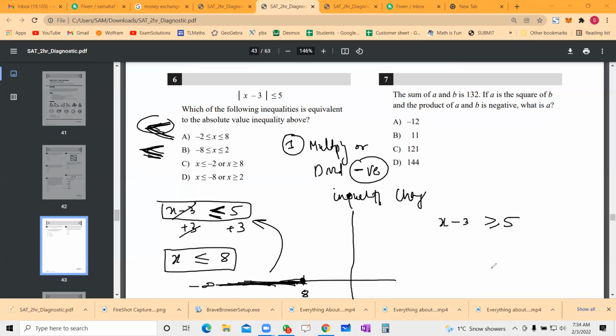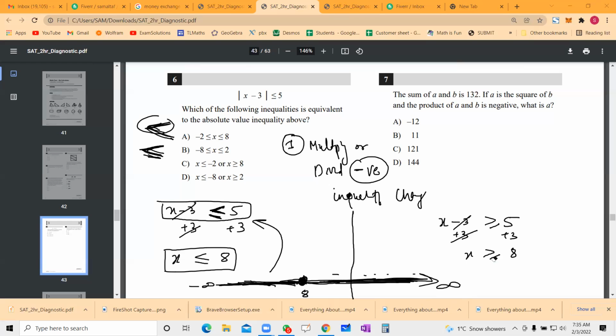But if we have x minus 3 is greater than or equal to 5, then we'll be adding 3 to both sides. We'll have x is greater than or equal to 8. So it is including 8 and greater than 8. So that means it'll be towards the right side, towards infinity, right? All the values.